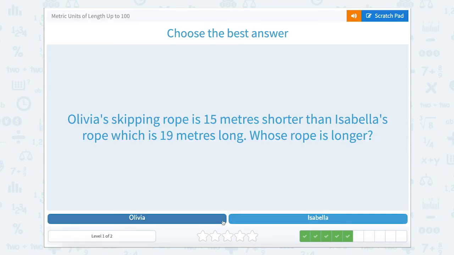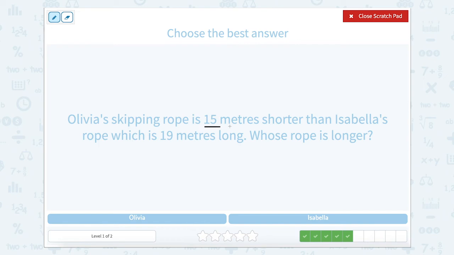Olivia's skipping rope is 15 meters shorter than Isabella's rope, which is 19 meters long. Which rope is longer? So it says here that Olivia's skipping rope is 15 meters shorter than Isabella's, and Isabella's is 19 meters long. So if hers is 19 meters, we don't know how long Olivia's is.